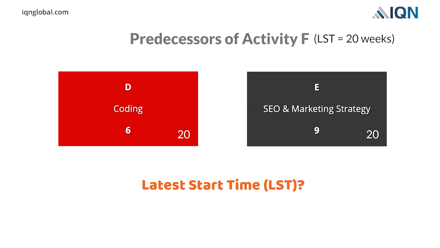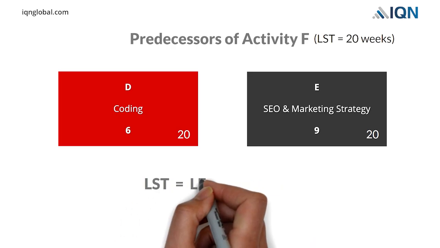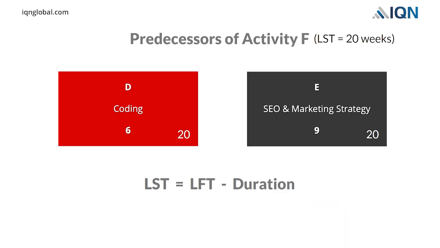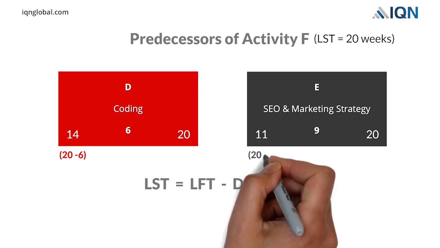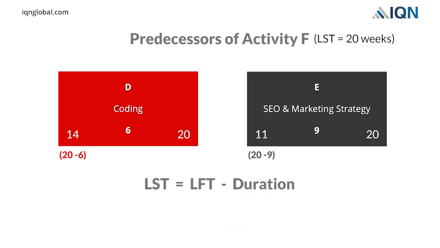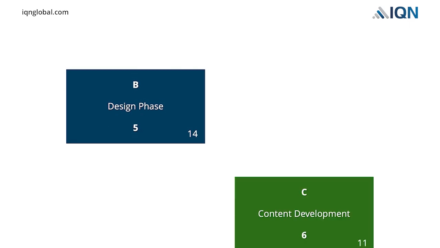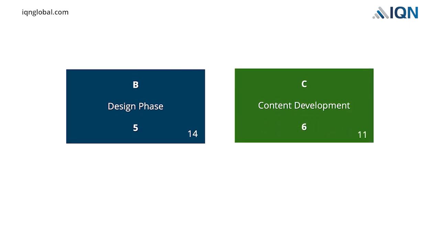Now, in order to get LST for these two activities, we will subtract their respective durations from their LFT, which is 20. Hence, the LST of activity D is 14 weeks, that is 20 minus 6, and the LST of activity E is 11 weeks, 20 minus 9. In a similar manner, we can determine the latest start times for activities B and C. The LST of activity B is 9 weeks, and the LST of activity C is 5 weeks.